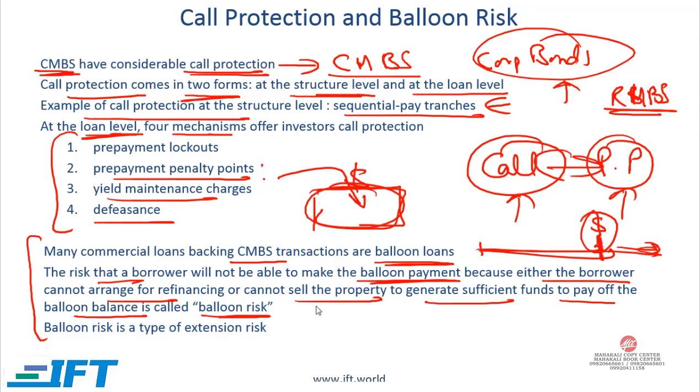The risk of this happening is called balloon risk, and this is a type of extension risk because it extends the life of the loan. The investor then faces the risk of getting money back later than expected.